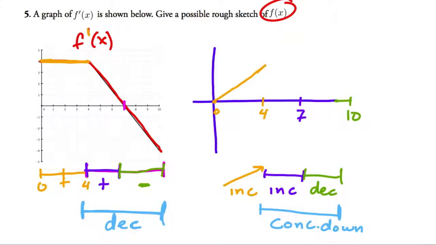So if the second derivative is negative, then that means that the original is going to have to be concave down. Okay, so after this point right here, it has to be increasing, then decreasing, and concave down. And so again, increasing, decreasing, and concave down. Something kind of like that. And that's it.